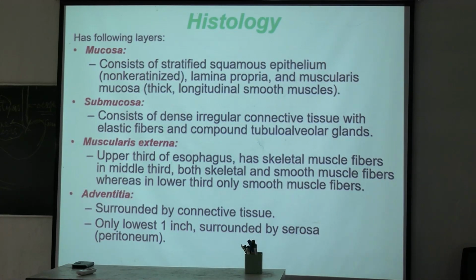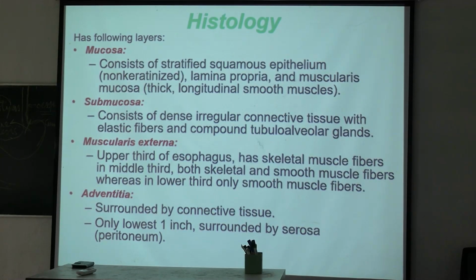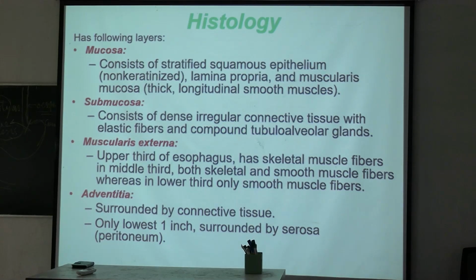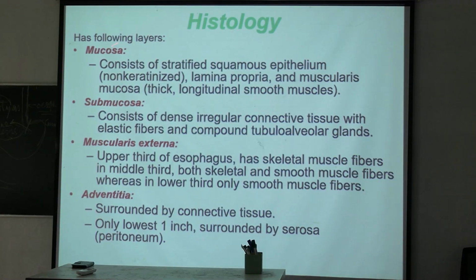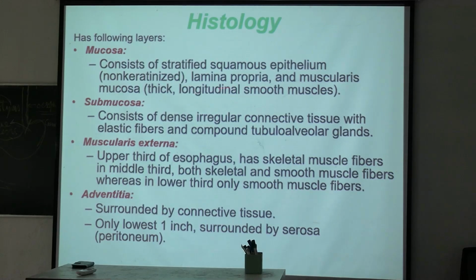Next, we are going to histology in short. You have read the histology already for the esophagus, and on the previous day you have seen the slides also. So the esophagus has 4 layers, and from inside outward we are discussing. First is mucosa. Mucosa consists of stratified squamous non-keratinized epithelium, and it has a lamina propria, and the muscularis mucosa is thick. Longitudinal smooth muscles are present in the muscularis mucosa.